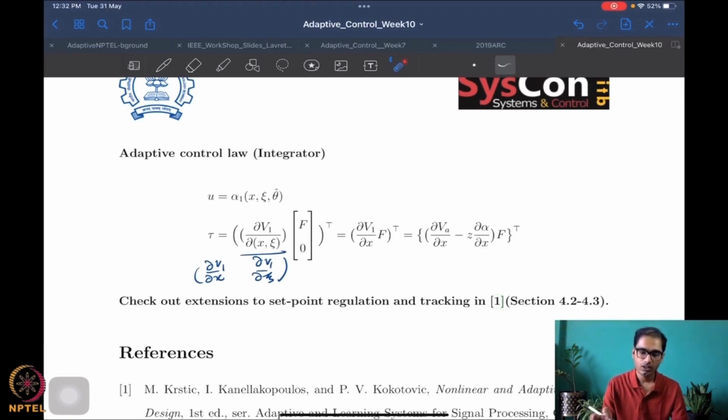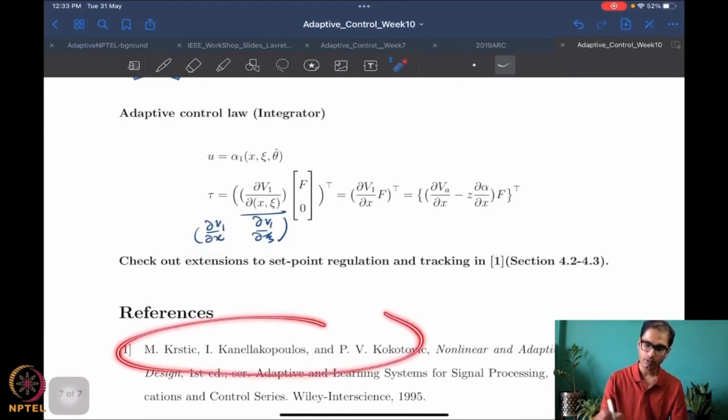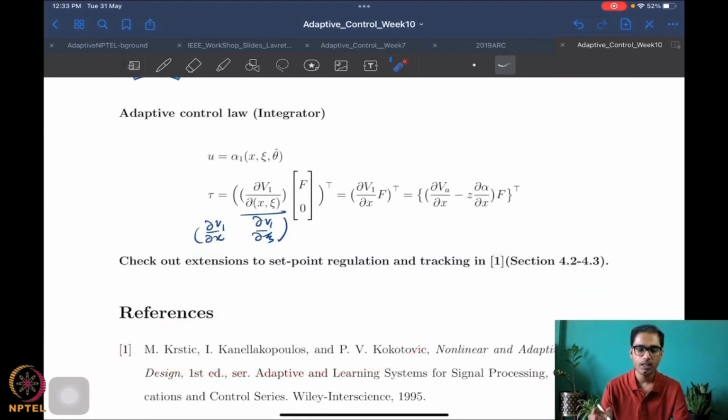So if you want to look at extensions to set point regulation and tracking problems, you have to look at the KKK book. This is the reference, sections 4.2 and 4.3. So this is essentially the tuning function design method. What we want to do is, of course, look at some examples also in the subsequent sessions. That is the idea, so we will do that.